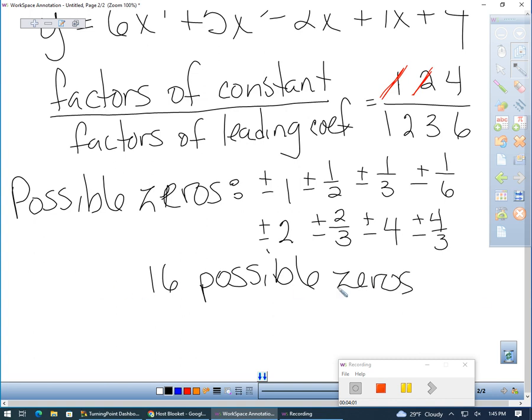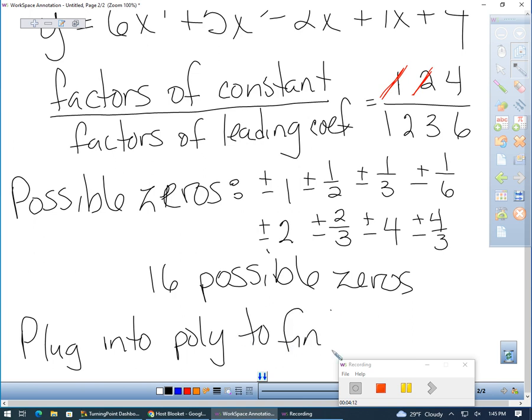Now here's where the rational root theorem comes in. You will take all of these possible zeros. We are going to plug them into the polynomial to find true zeros. All right? So when I say true zeros, that means we're going to plug them into that polynomial and find out what actually gives us 0.